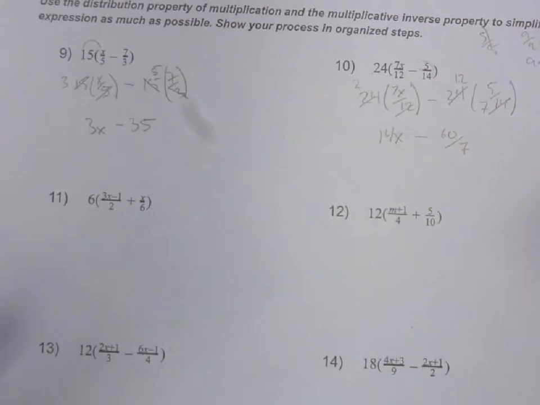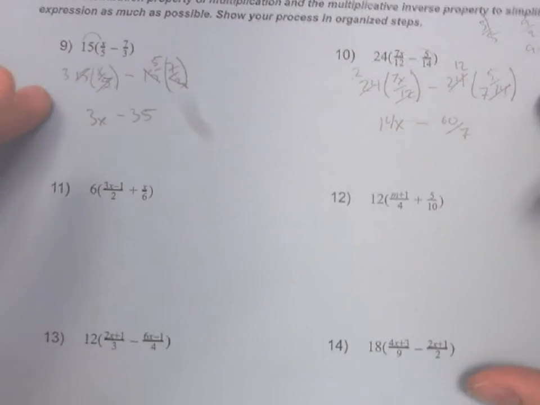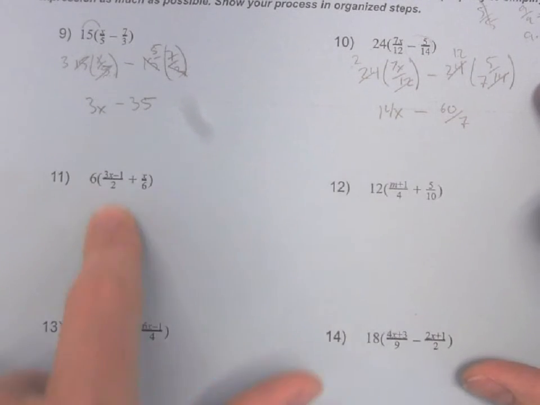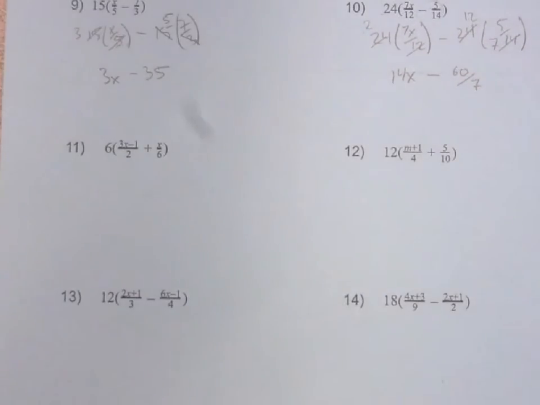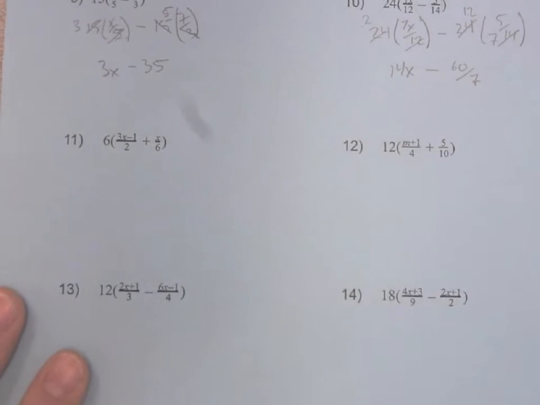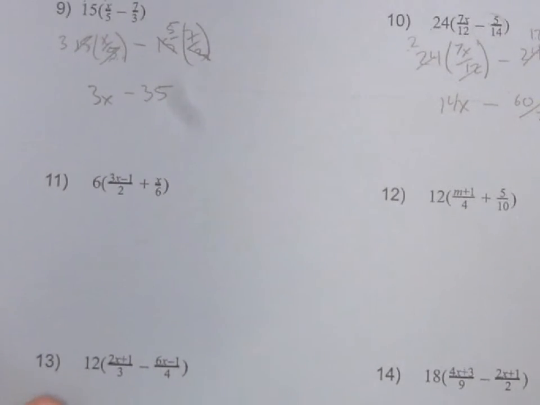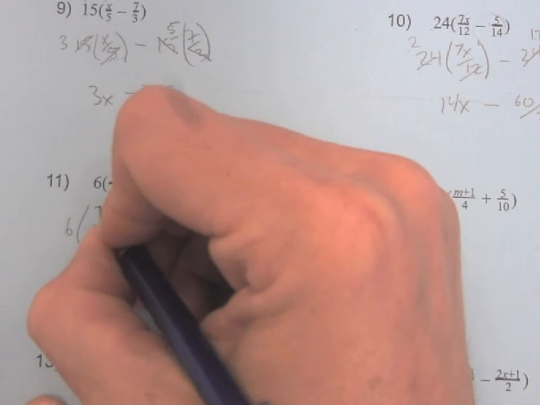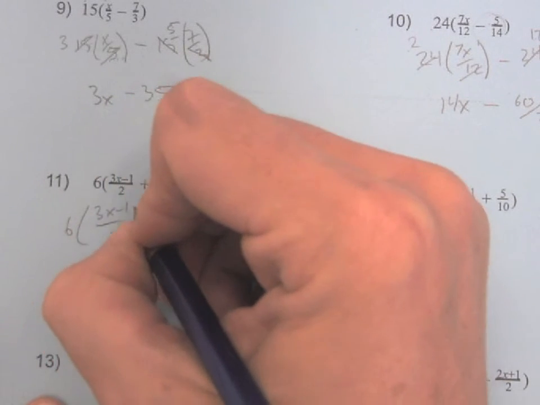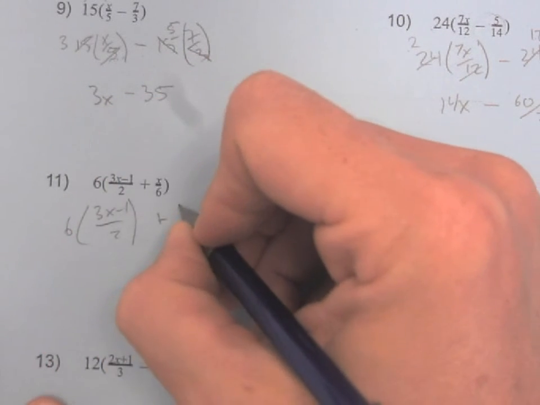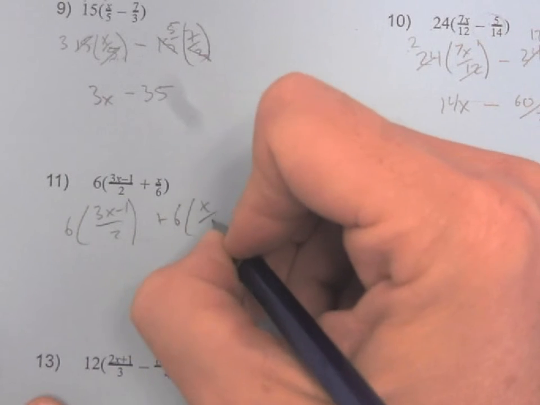The reason we're taking a break to practice just that piece is because sometimes that piece is more complicated. So let's take a look at a few of these. The same thing is going to happen here in number 11. We're going to distribute the 6, kind of like this. And then we're going to have 6 times x over 6.